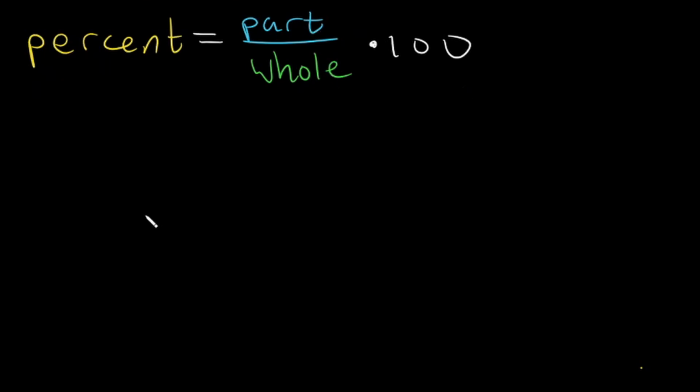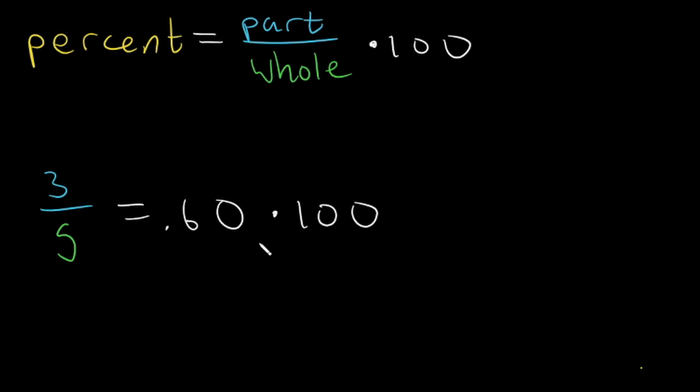So if we have the fraction 5/5, part of 5/5 would be 3/5. So our part would be 3 and our whole would be 5. If you evaluate 3 divided by 5, you'll get a decimal: 0.60. And now we would multiply by 100 to get our percentage. So let's move our decimal point and we would get 60%.